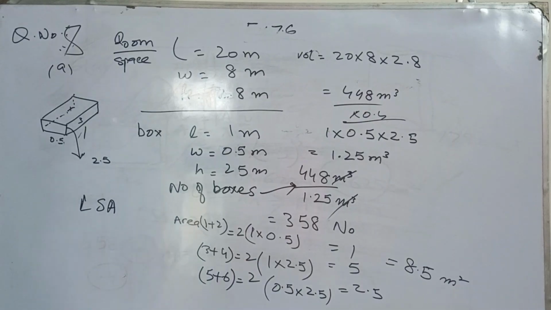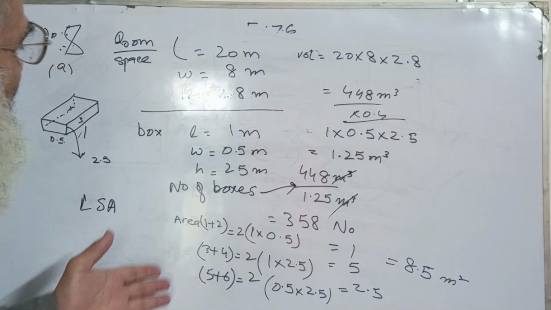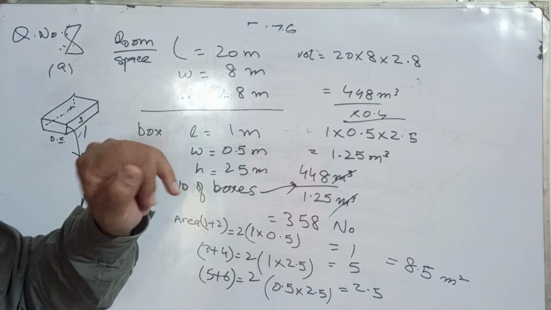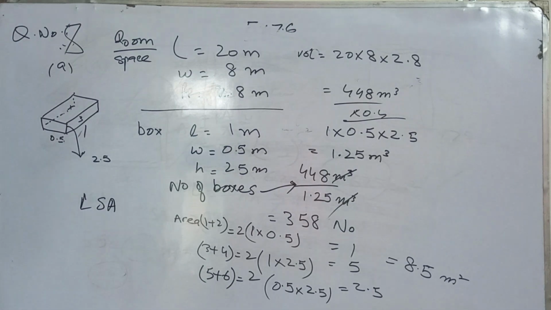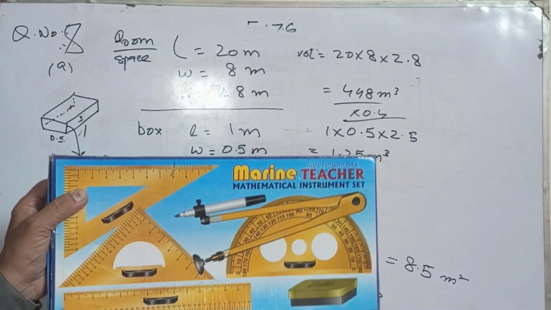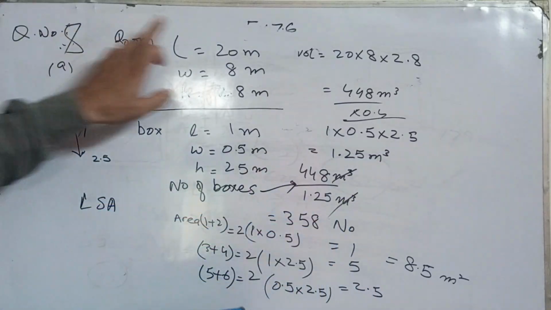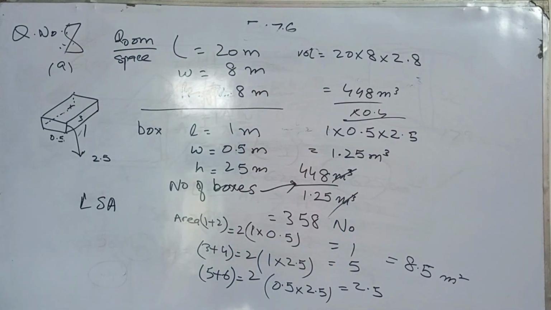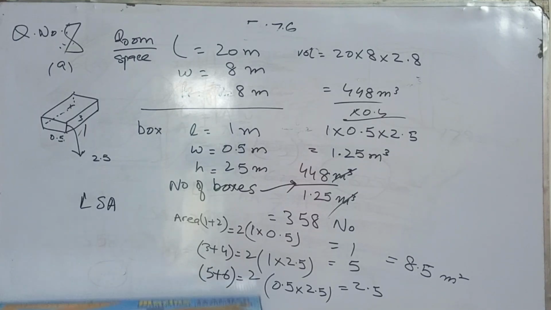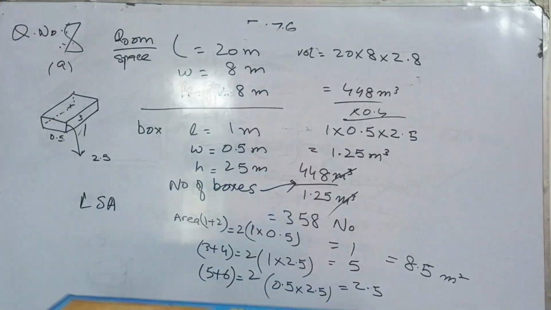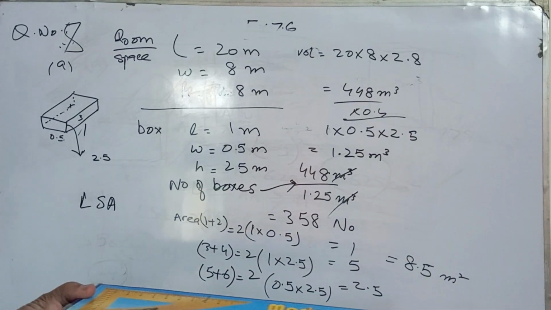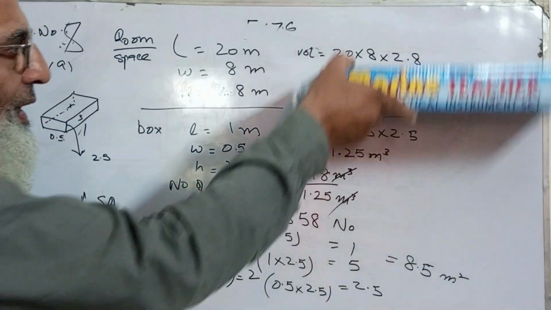Now dear students, we have come to the answer 358. Yes, 358 boxes. But there is a question which has come into my mind. You see that this is a box, and this is the room. If you stack these boxes like this, 1 2 3 4 5 6 7 8 and so on and so forth, this is one way of stacking the box, then the next pair, and then the next pair.